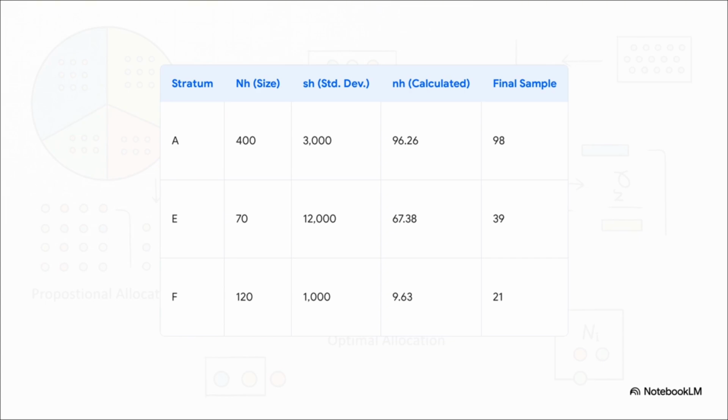Now, compare that to stratum F. It's a way bigger area, 120 units, but the caribou population is pretty stable, a low standard deviation of just 1,000. So they don't need to waste resources there, they only sample 21 plots. It's a perfect example of putting your effort where it has the biggest impact.